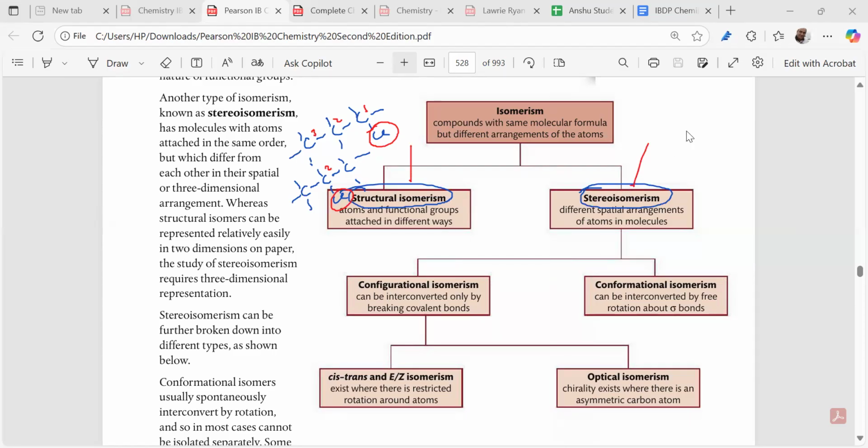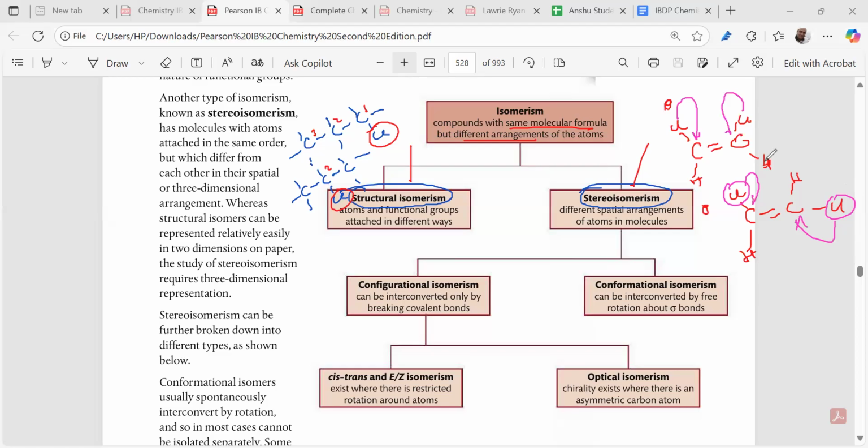Now, what are stereoisomers? Stereoisomers contain the same molecular formula, but the arrangement of atoms is spatially different. Get my point? So see, we are seeing chlorine over here. Can you see the difference? In a stereoisomer, the bonding will be the same. Here chlorine is attached to carbon number 1, here also chlorine is attached to carbon number 1. The same bonding. But where is the difference between these two compounds?